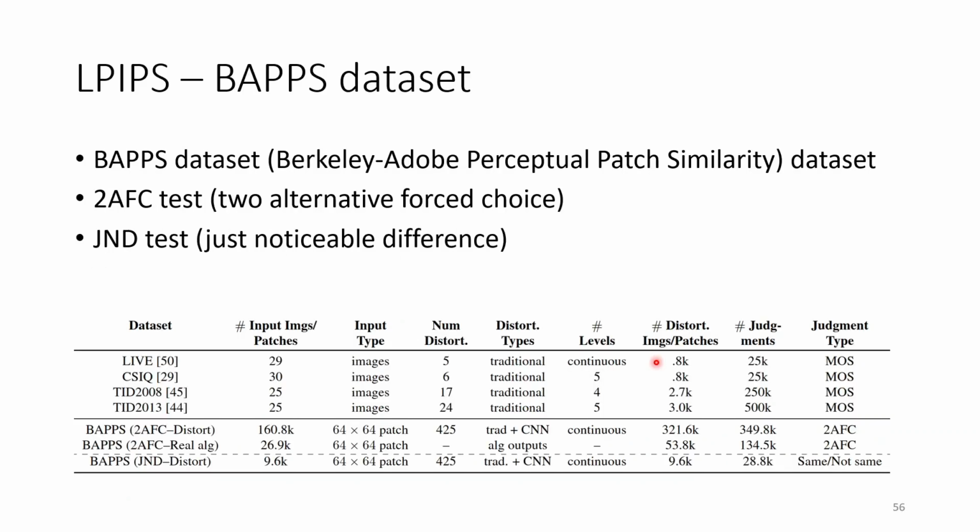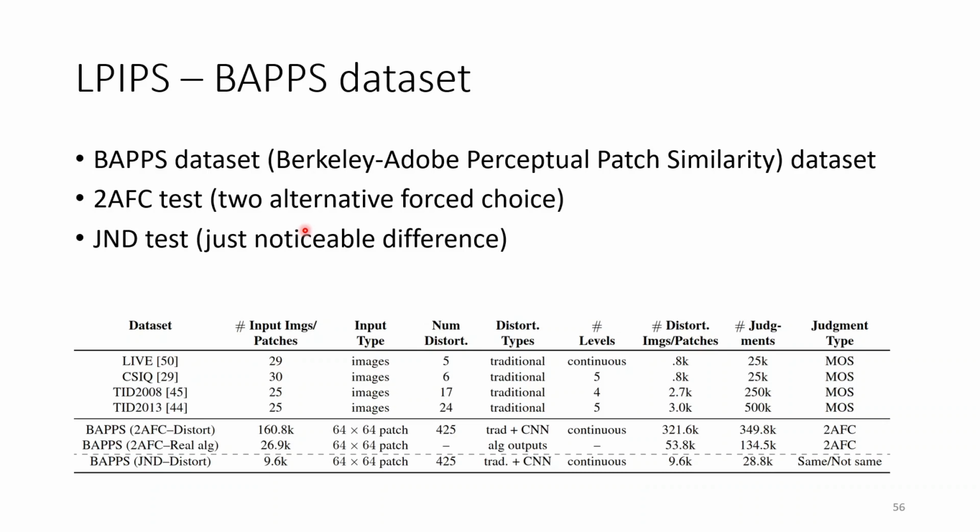So how do they do it? First, they need to build a dataset. So they create the BAPPS dataset. The full name is Berkeley Adobe Perceptual Patch Similarity. There are two types of data. One is the two-alternative forced choice test, just like the one before. Given a reference patch and two patches, they want to know which one humans find most similar.